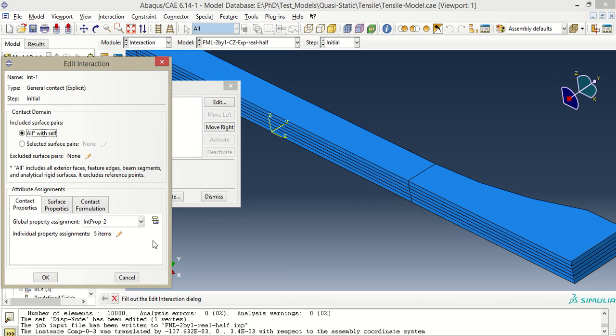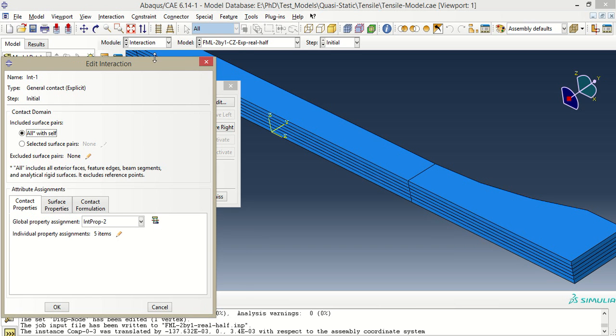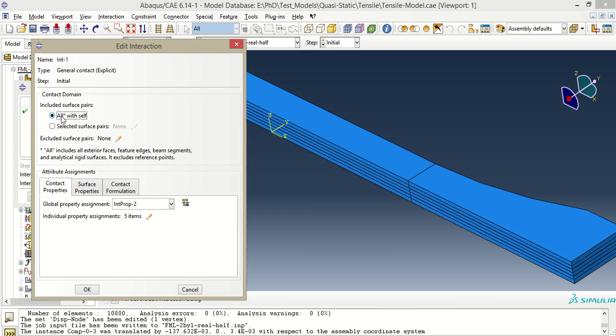If you bring the surfaces under general contact, just take it, come here, and use individual property assignment, because I have a metal layer and a composite layer, so the property assigned between them is different, and between two composite layers the property assigned is different. Also you see there is a global property assignment, and this should not include the cohesive properties. If it includes the cohesive properties, then your simulation will not run.